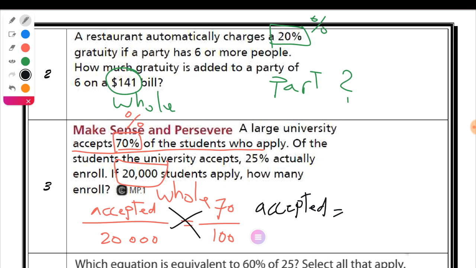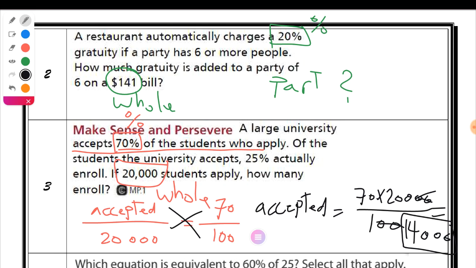Okay, so the formula here, I can use cross multiplication, so the accepted are, down 100, up 70 multiply 20,000. Okay, simplify. So it's 70 times 20, 200, it will be 7 times 2, 14,000. Only 14,000 accepted. Okay, so this is the first step. I know now that I have 14,000 students accepted, but we will not have all of them enroll. Only 25% of them enrolled.